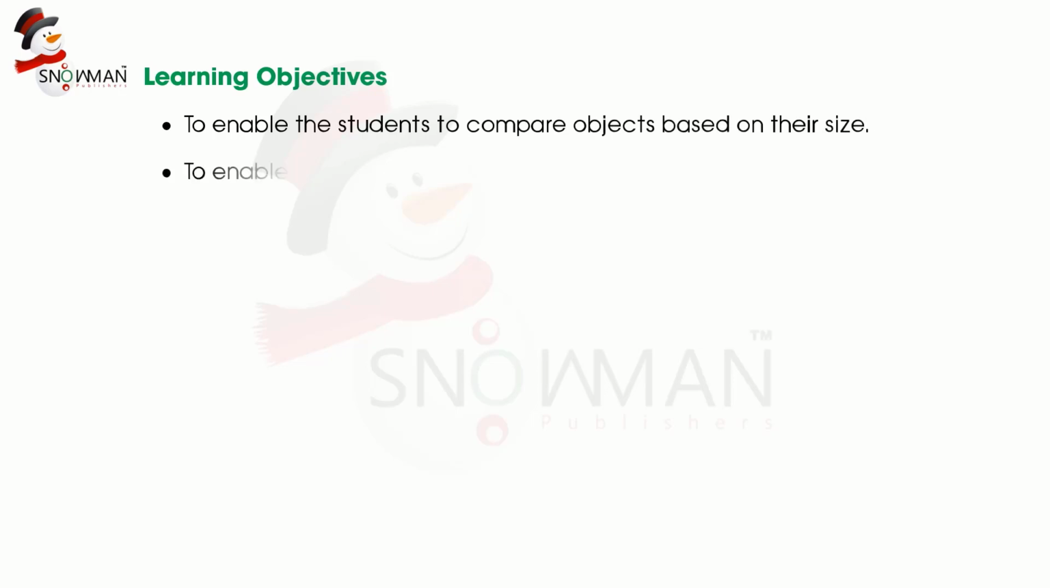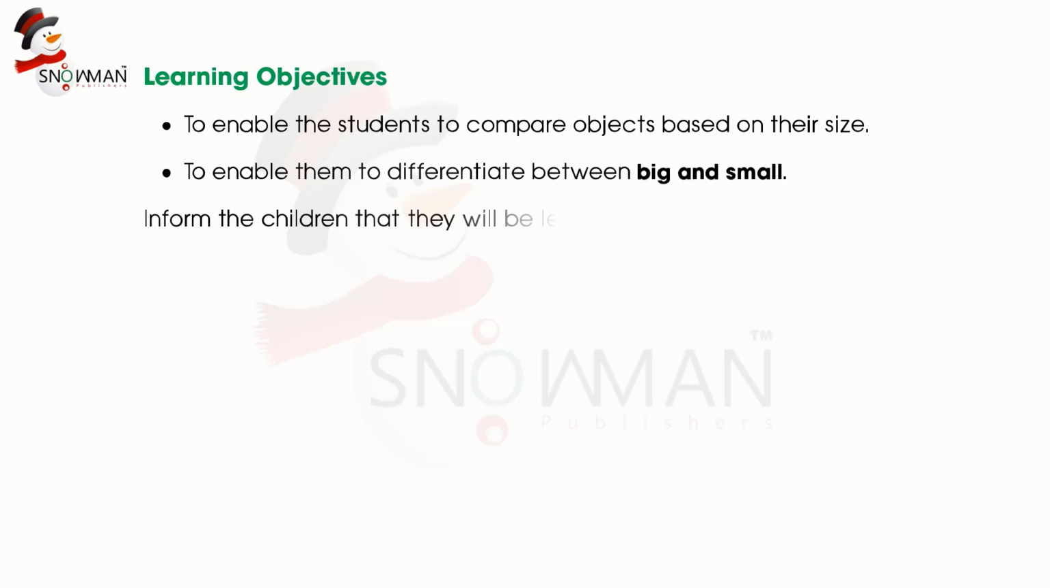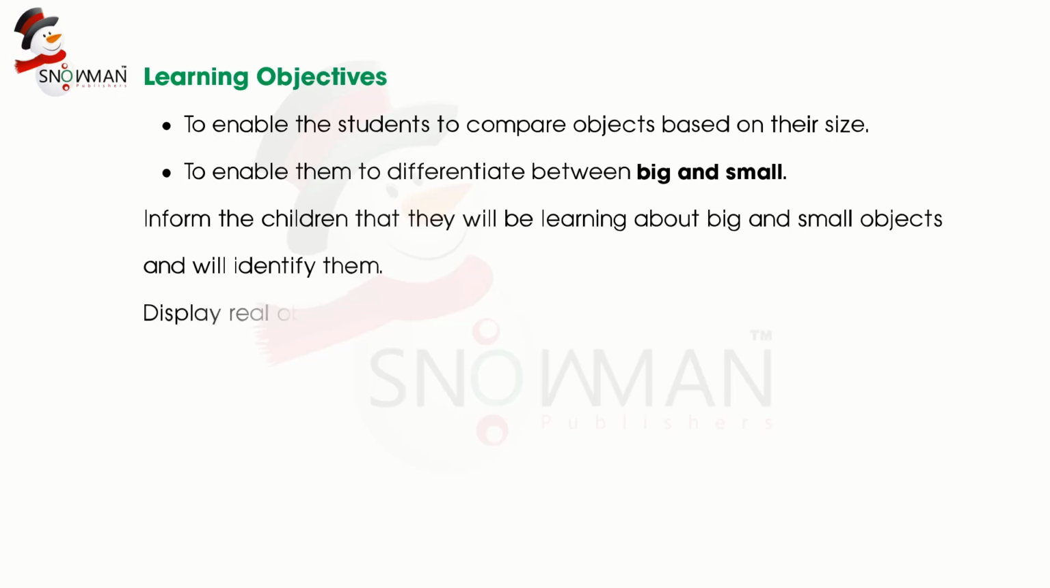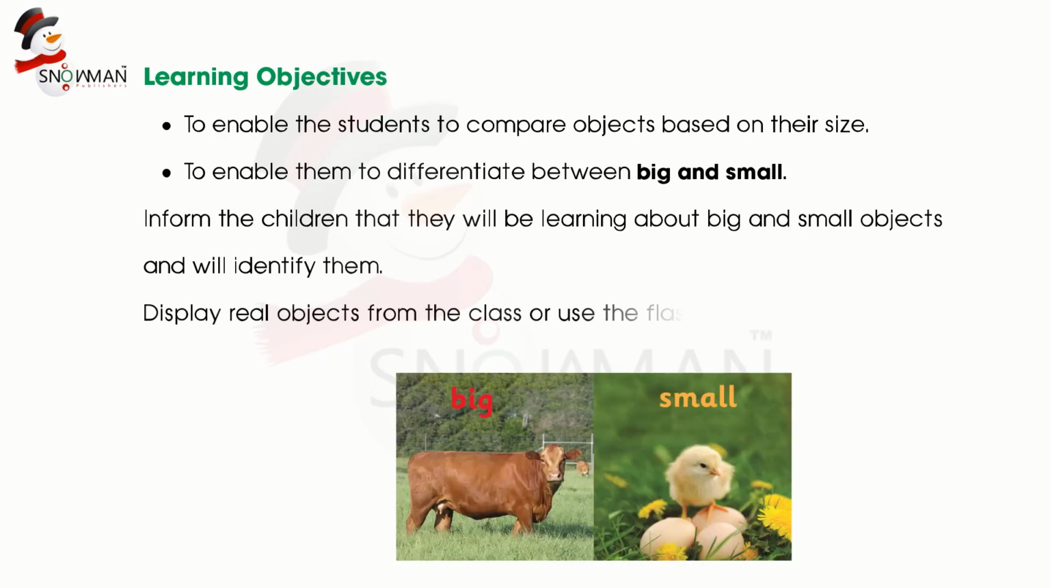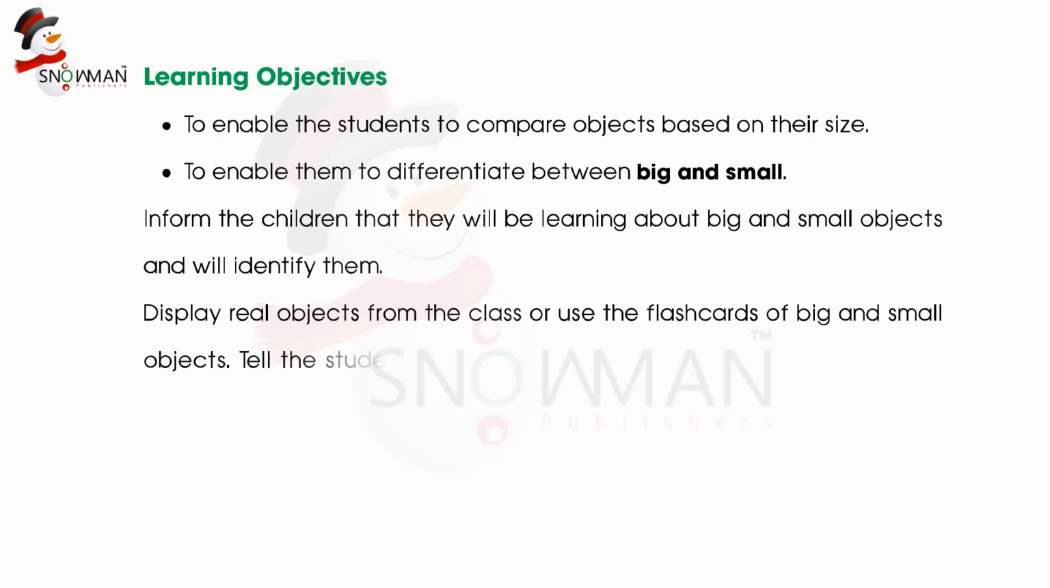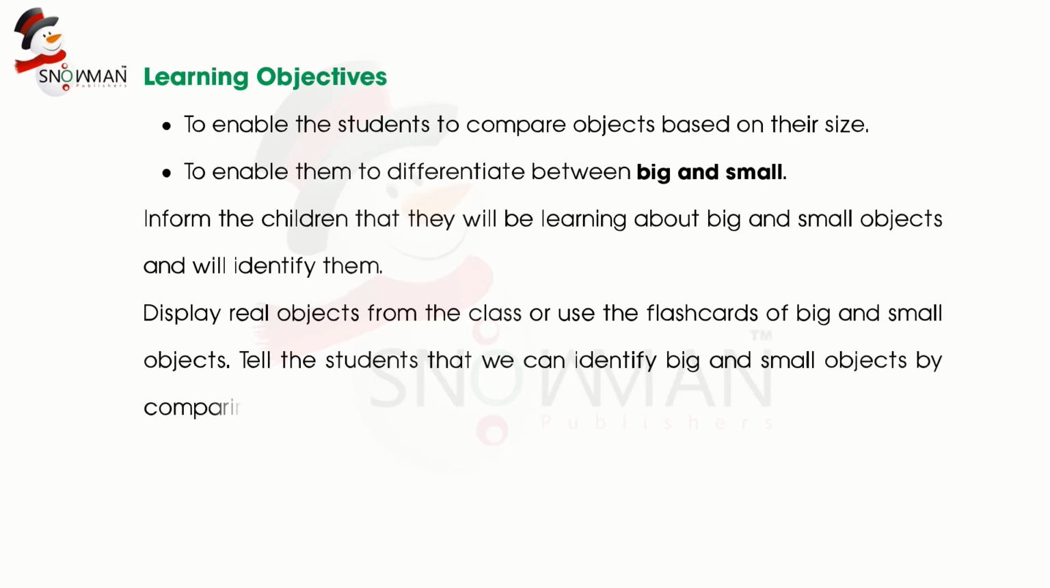Learning objectives: to enable the students to compare objects based on their size, and to enable them to differentiate between big and small. Inform the children that they will be learning about big and small objects and will identify them. Display real objects from the class and use the flashcards of big and small objects. Tell the students that we can identify big and small objects by comparing their sizes.